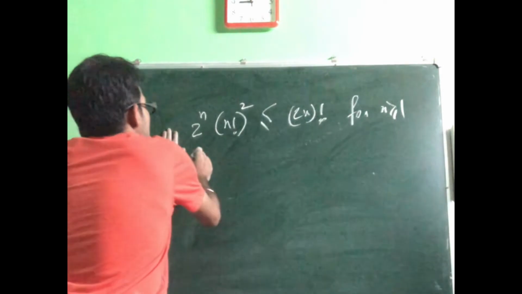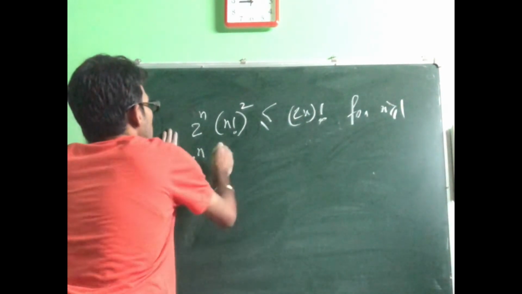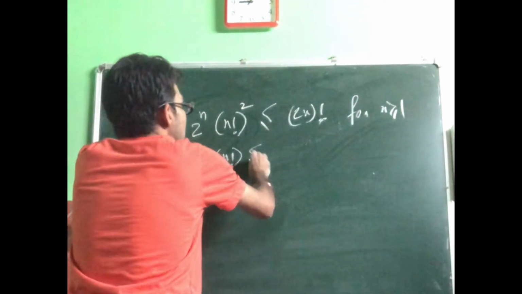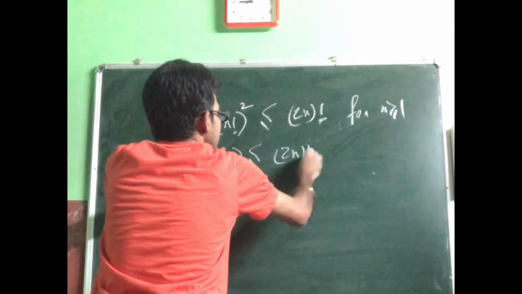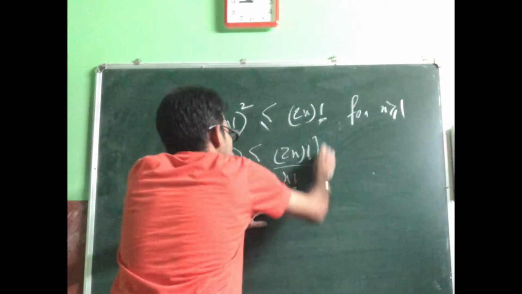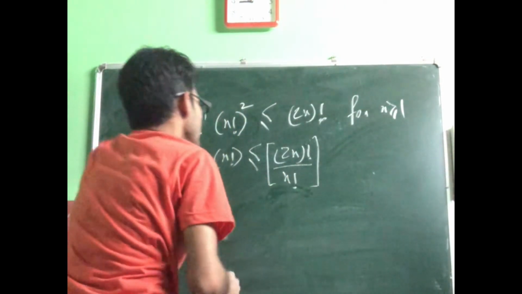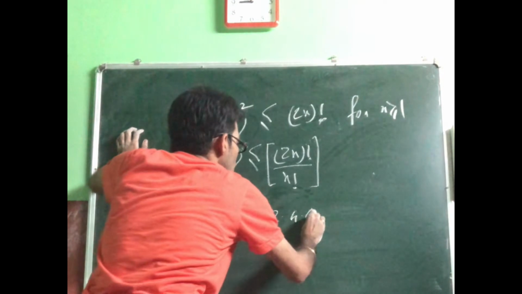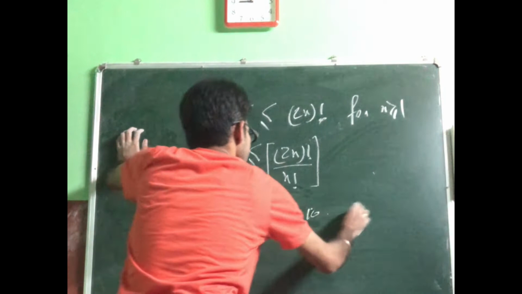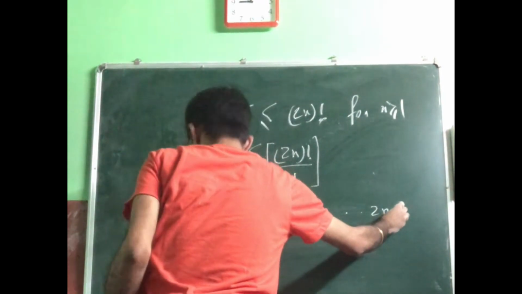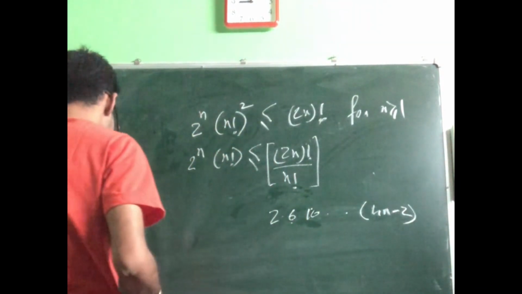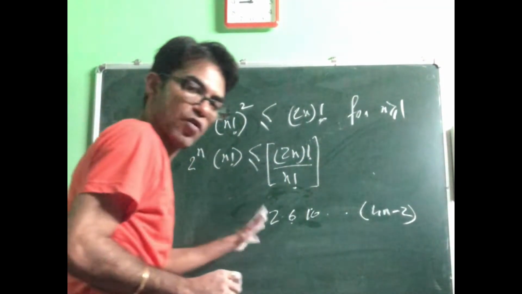Now, I know I can keep one n factorial here, and then I can write this. Why did I write this? Because just now we found that this value turns out to be 2 into 2 into 6 into 10, and it's 4n minus 2. This is exactly what we found just now.